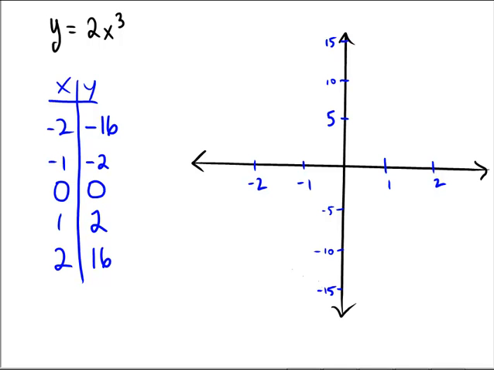So our points are located at negative 2, negative 16, negative 1, negative 2, 0, 0, 1, 2, and then 2, 16. So unlike the other graph, it looks like this one is increasing over time, whereas the other one was decreasing. But that's in general what the cubic function will look like.